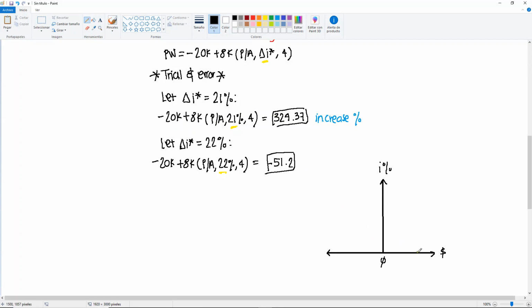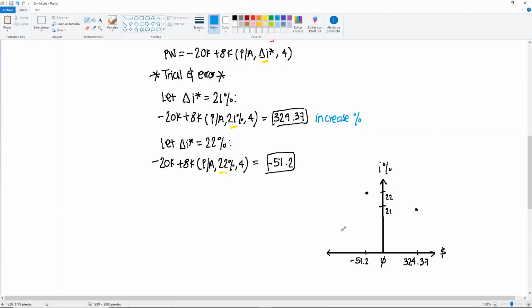So over here, just an estimate, let's say that it's somewhere around here, $324.37, and this one corresponds to 21%. Remember that this is a percentage, so let's say that the 21% is somewhere around there. Then let me put the point. There's a point. And then the next one, it's minus $51.2. So let's say it's there. And this one corresponds to 22%. So if I graph it, it's going to be somewhere around there.